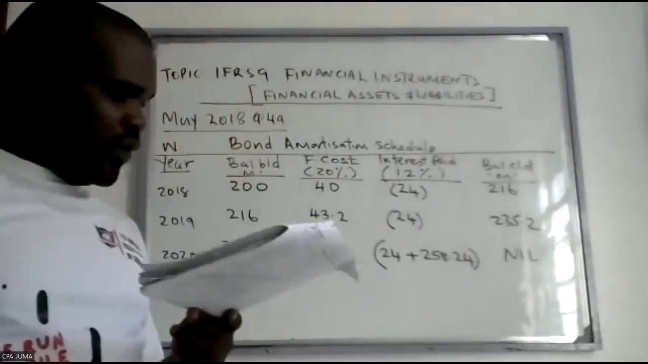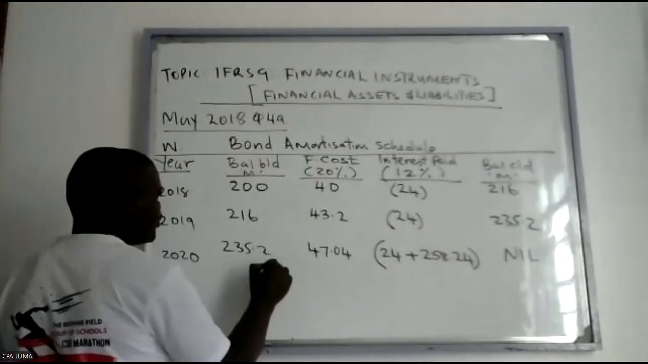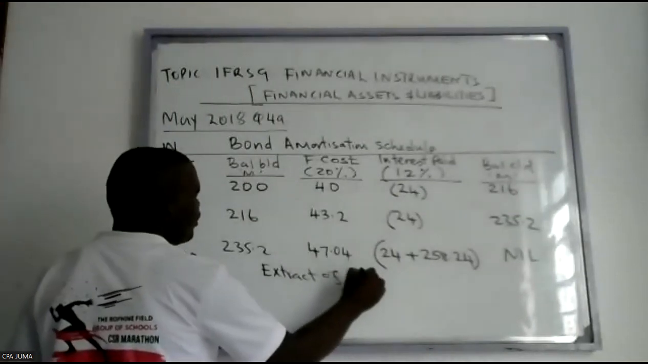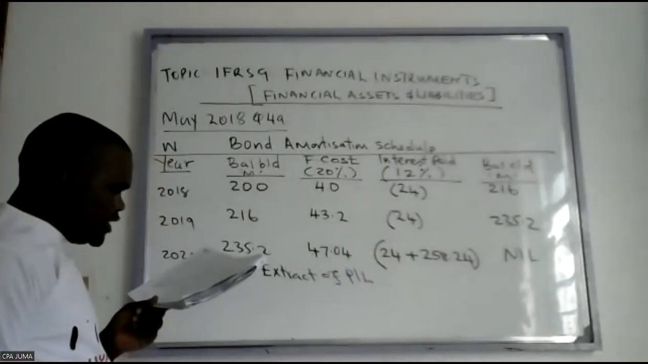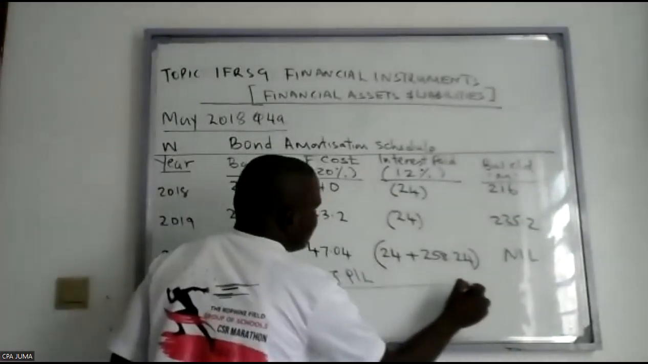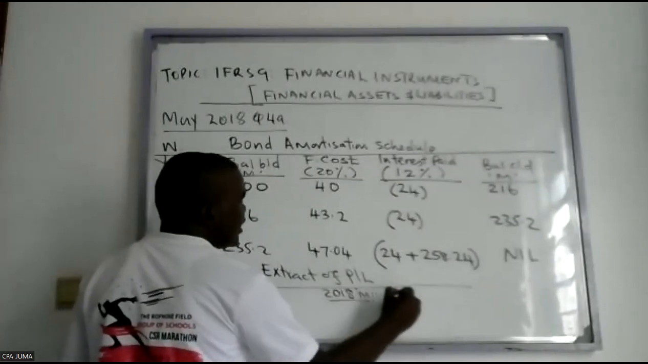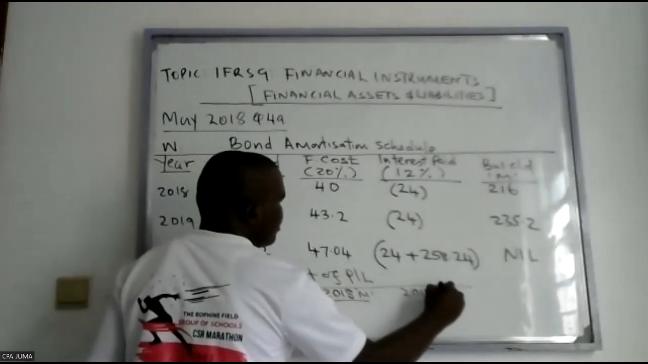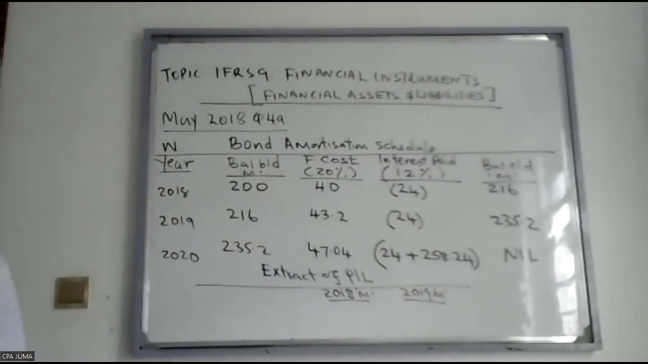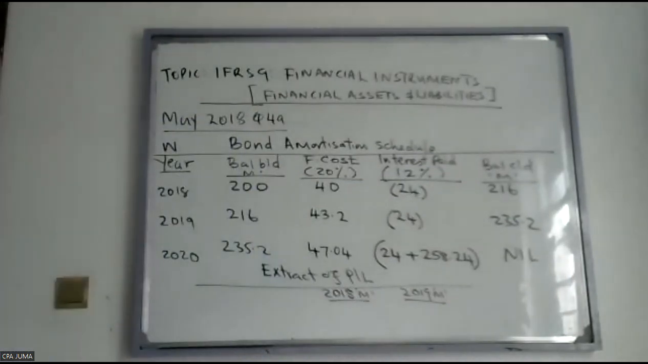Any. Like here, they wanted to know the charge to P&L. So you can just say extract of profits or loss. They wanted for 2018 and 2019, those two years. So 2018, 2019 financial period. So extract means just give us what you can see.